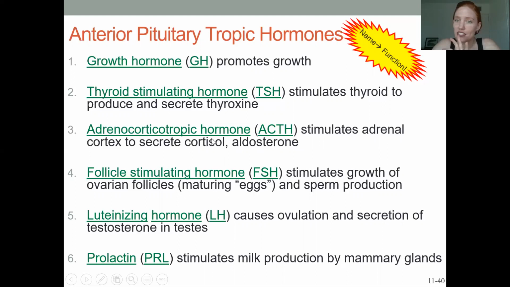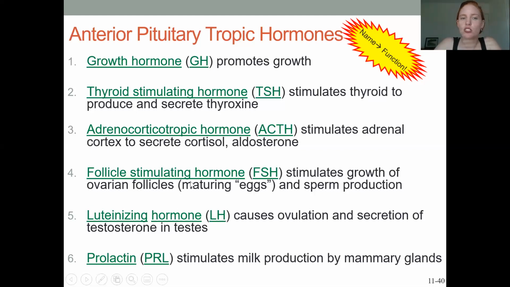That, again, scary sounding name, but it really is just describing what it does. It's a hormone that goes to the cortex. Cortex means the outside part of the adrenal gland, and it's a tropic hormone, so it's going to stimulate the secretion of a different gland, a different hormone, such as cortisol or aldosterone. Okay, so it's a tropic hormone that goes to the adrenal cortex and causes it to secrete some other hormone.